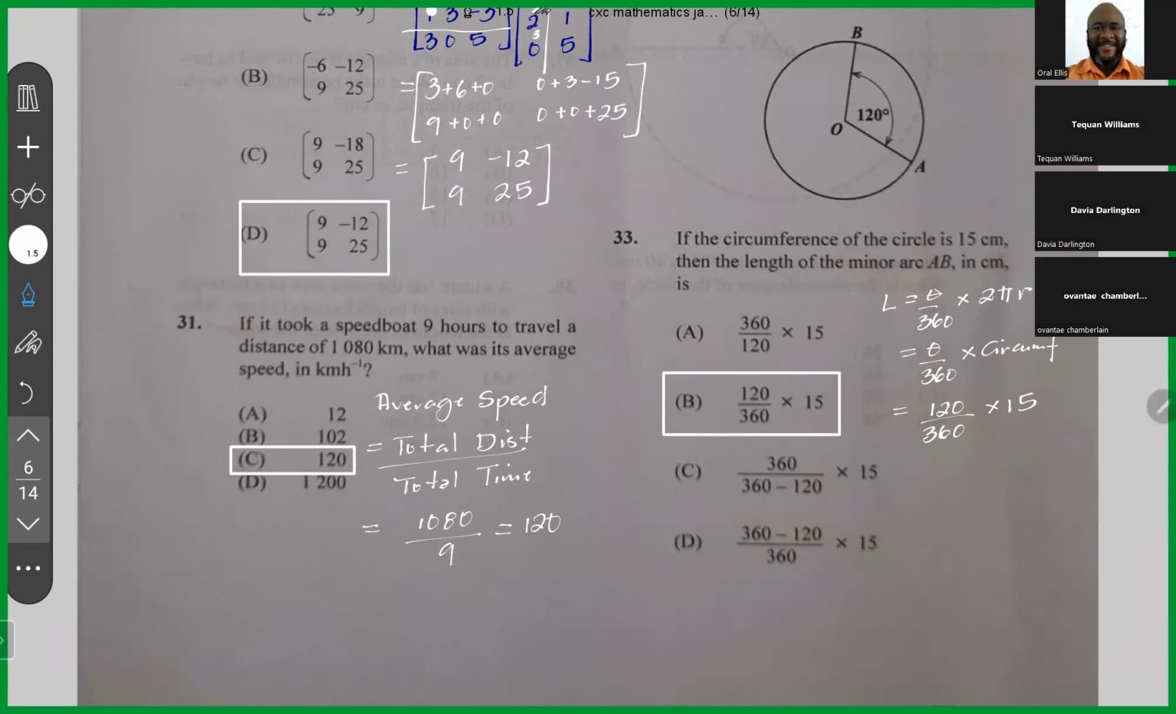Theta is the sector angle, which is what? 120. So the length of the minor arc AB is 120 over 360 times the circumference, which is 15. The answer is B. Persons got that wrong, they shouldn't have. And I hope you don't get it wrong from now on.